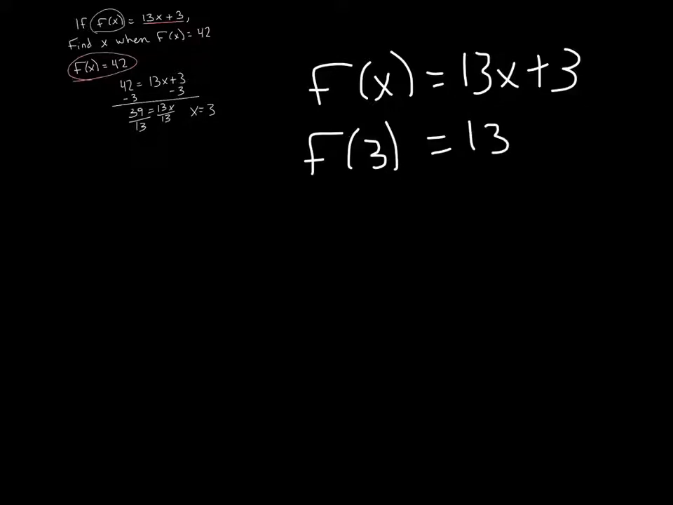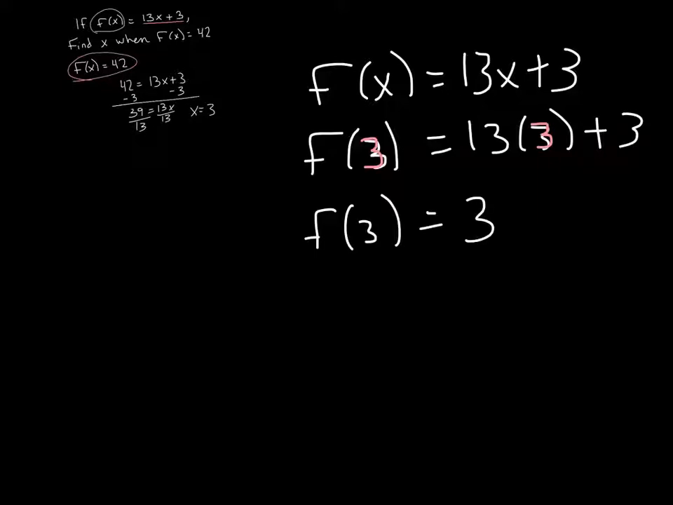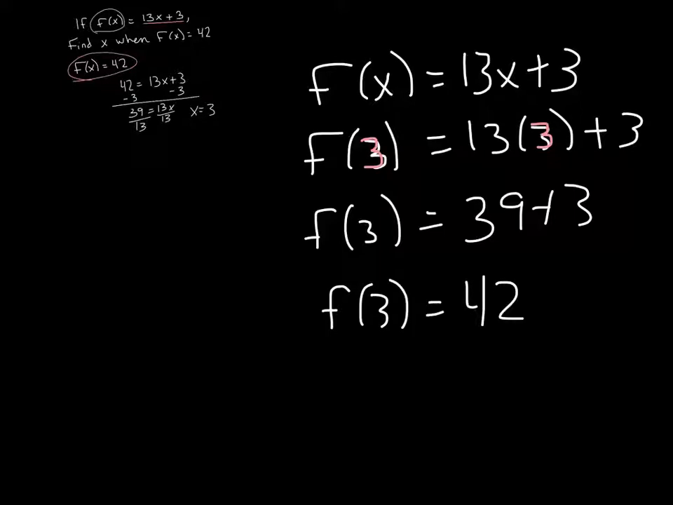So 13 times 3 plus 3, that's my input. Let me color code this a little bit. That's my input. Okay, so f of 3 equals 39 plus 3, or f of 3 equals 42, which is what we were looking for. So we know we did it right.